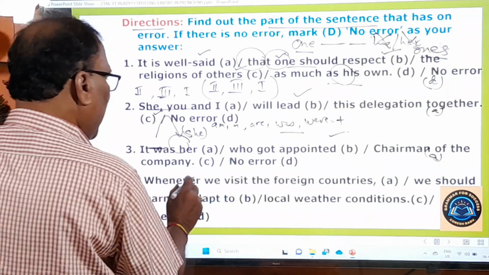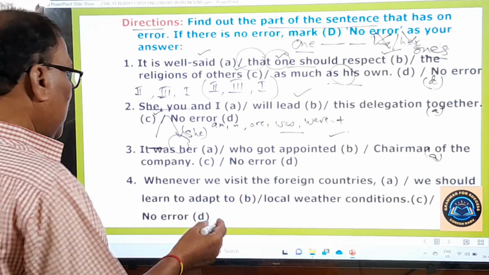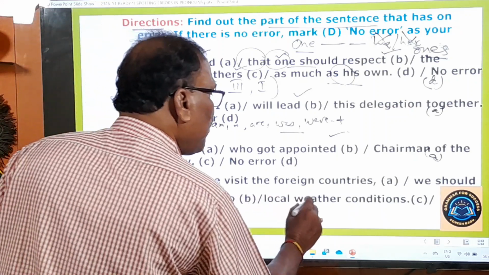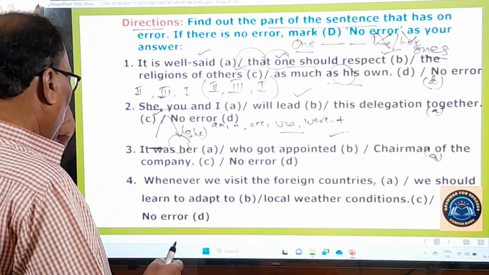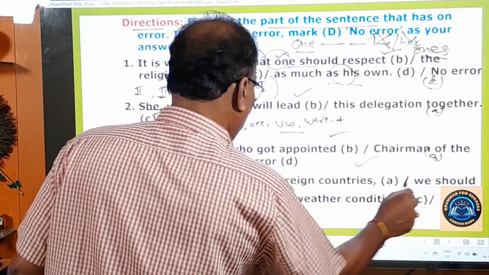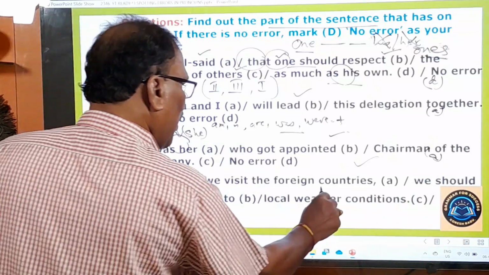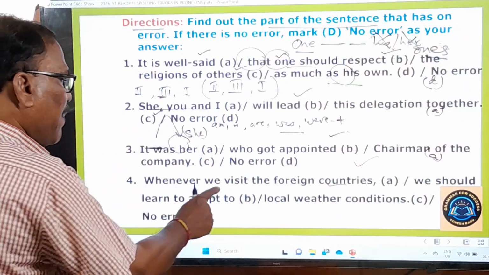What is the fourth one? Whenever we visit the foreign countries, we should learn to adapt to local weather conditions. This is the sentence. If you observe this sentence, when we visit the foreign countries, no mistake, right? We should learn to adapt, okay. Local weather conditions, no mistake. A part, C part, there are no mistakes. But only the B part, there is a mistake.